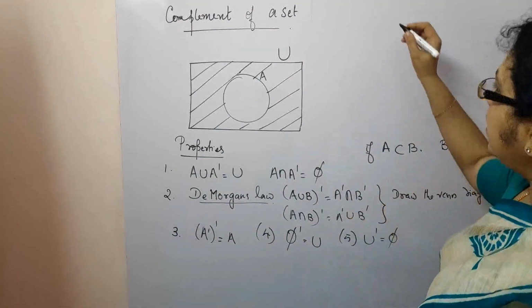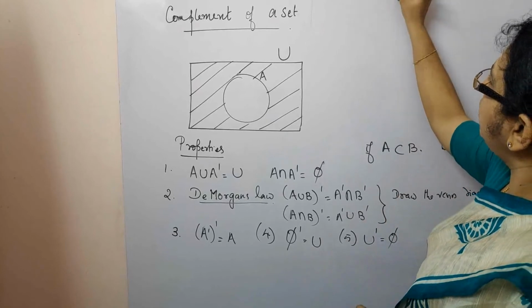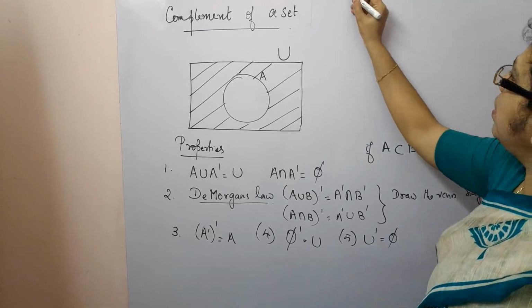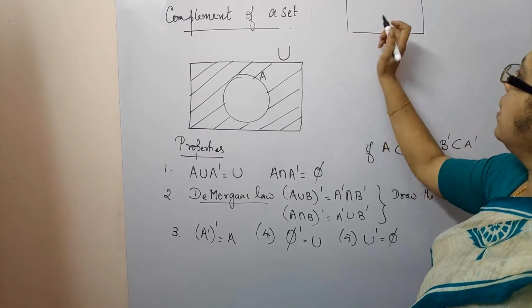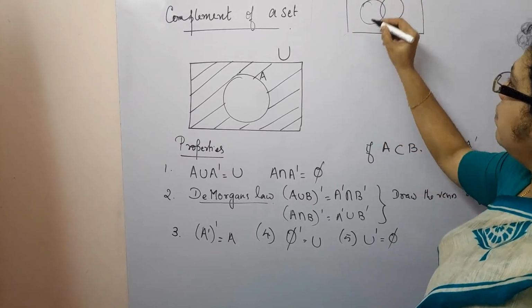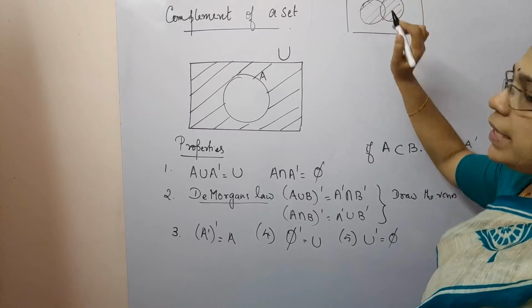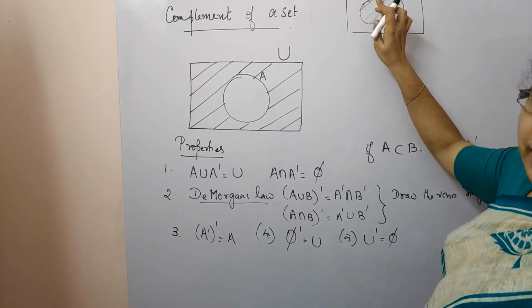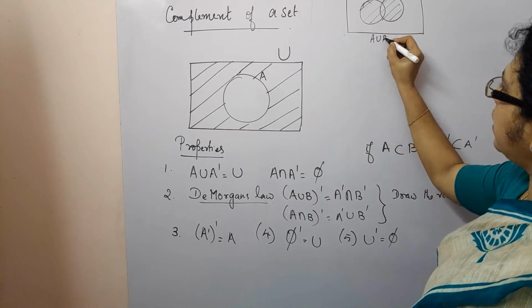Okay. Now, let's see the Venn diagram for the first part of De Morgan's law. De Morgan's law is what? A union B the whole complement is equal to A complement intersection B complement. Now, let me draw the right hand part. That is A union B. Which is A union B? This is A union B. Right? Its complement is what? Other than the shaded portion. I shall write A union B.